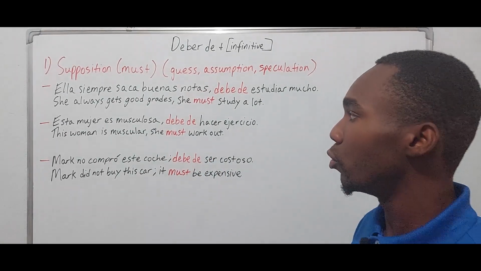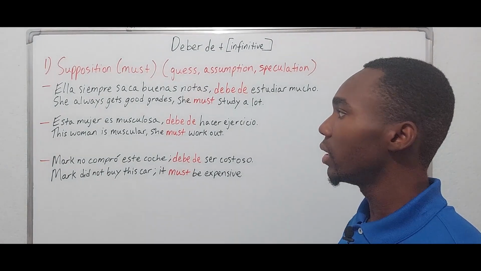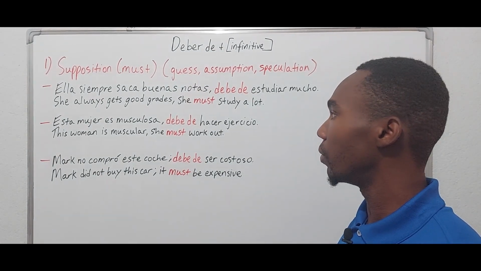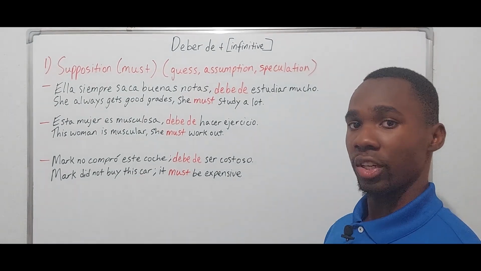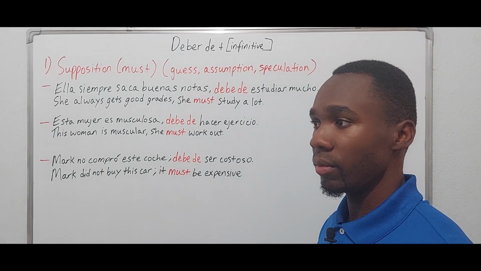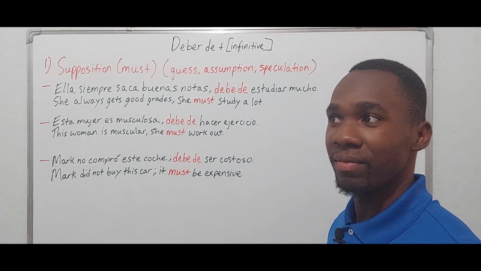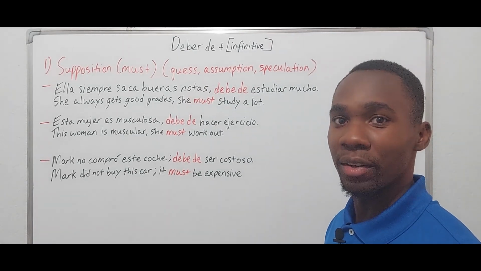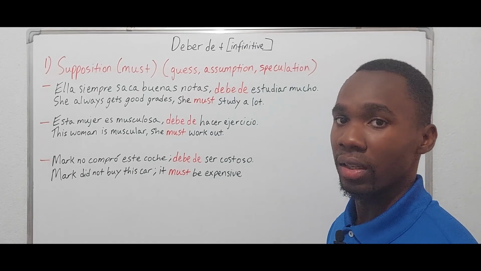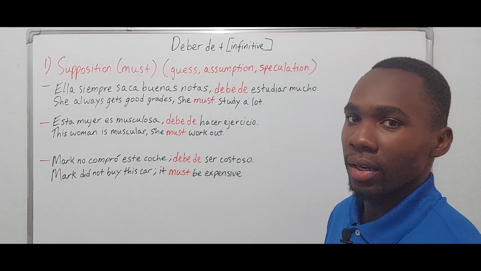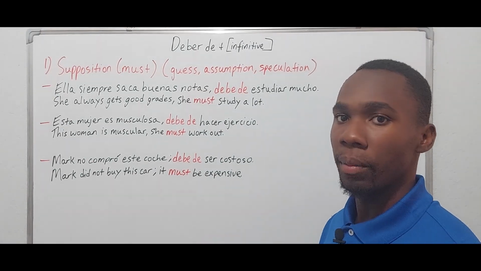Number 2. Esta mujer es musculosa. Debe de hacer ejercicio. This woman is muscular. She must work out. Yes? If someone looks like they're in shape, of course the logical assumption would be that they work out. And even if they take steroids or whatever, they still have to put in some form of exercise to get the body to look like that. But that might not necessarily be the case, right? But it is most likely or probable, right?